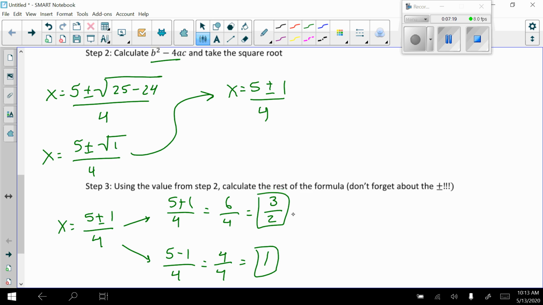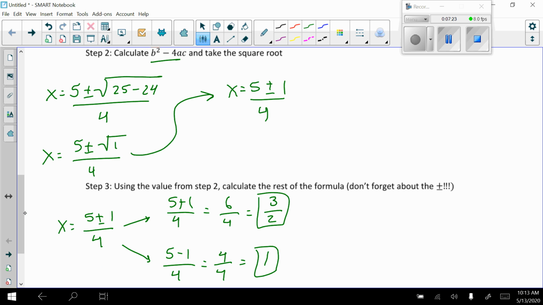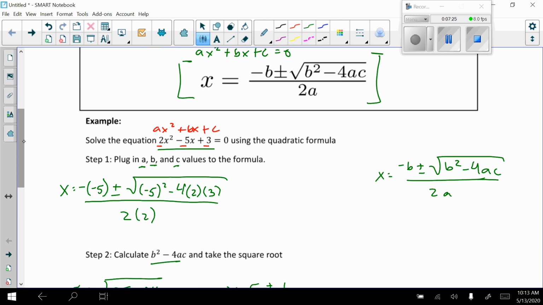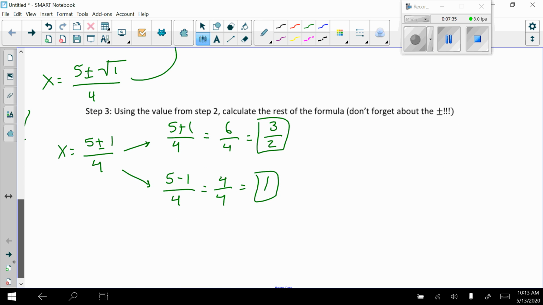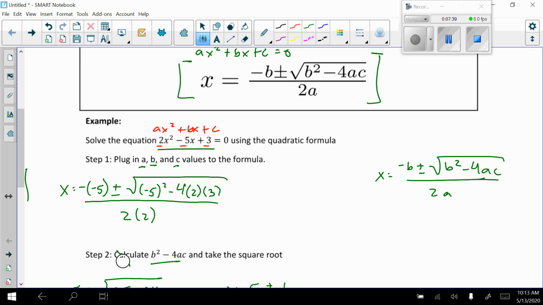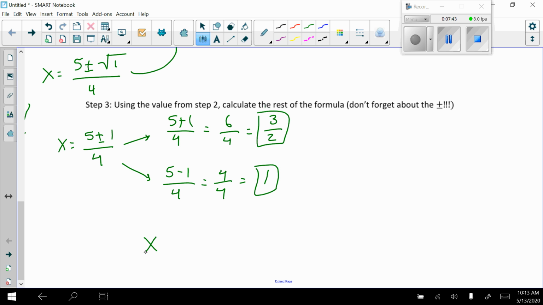These are the two x values that make this initial equation true. Those are the x values I would need to plug into this equation in order to make this whole thing equal 0. Okay, so that's what we've done. We found the numbers that make the equation true. So my solutions to this equation are x equals 3 over 2 and x equals 1.